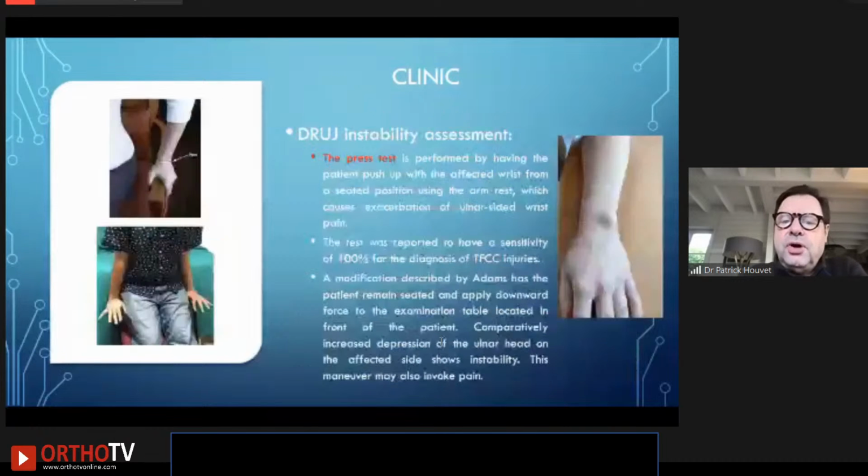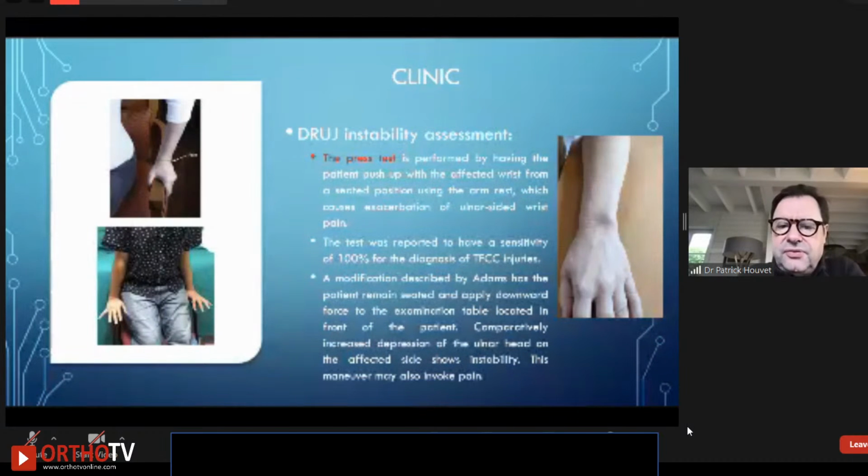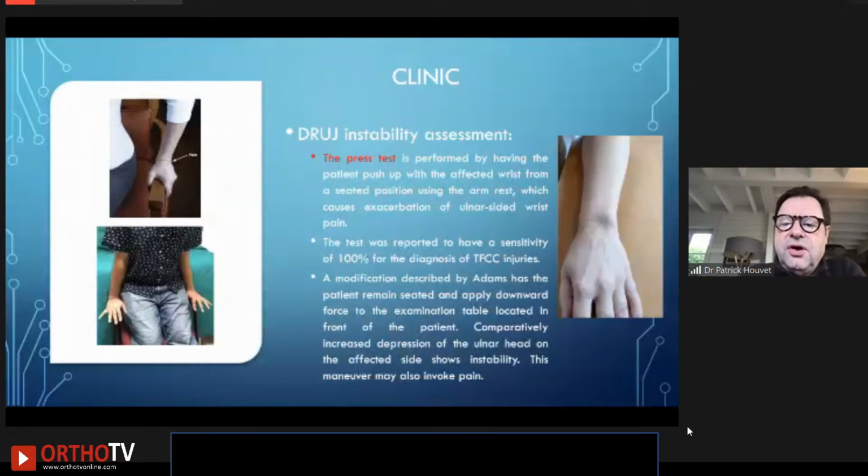The third one, and the nicest, is performed by having the patient push up with the affected wrist from a seated position using the armrest, which causes exacerbation of ulnar-sided wrist pain. The test was reported to have a sensitivity of 100% for the diagnosis of TFCC injuries. A modification described by Adams is that the patient remains seated and applies downward force to the examination table located in front of the patient. Comparatively increased depression of the ulnar head on the affected side shows instability. This is the test, as you can see.